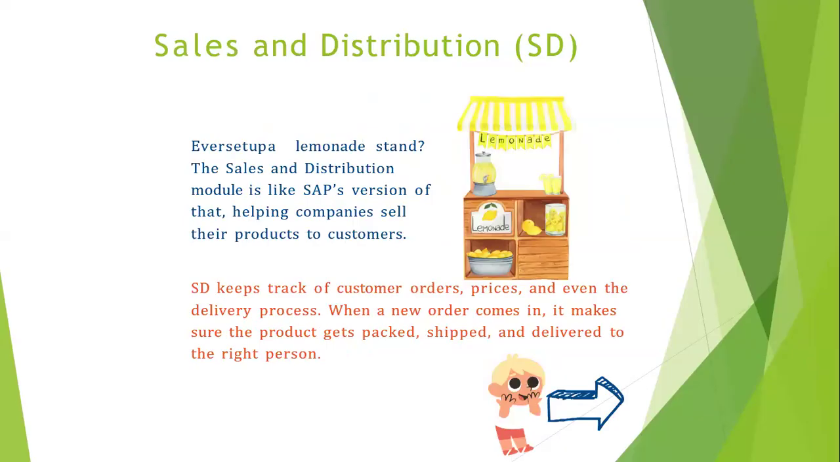Now coming to sales distribution. So the sales distribution module is like the SAP version of that, helping companies sell their products to customers. So you can see this lemonade shop is selling lemonade. SAP keeps track of customer orders, prices, and even the delivery process. When a new order comes in, it makes sure the product gets packed, shipped, and delivered to the right person.